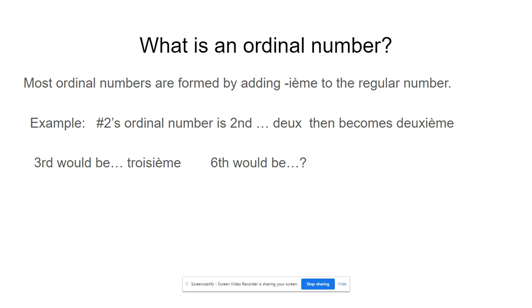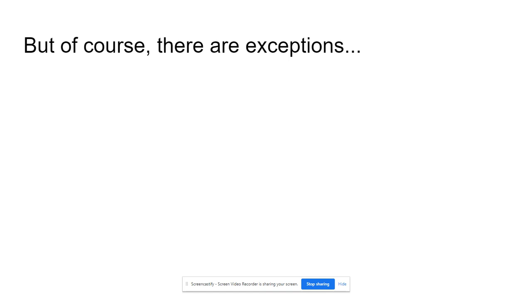All right, so for the most part, that's all you have to do. So third would be troisième, because you would take number trois, number three, and add em, troisième. So what would sixth be? Well, ask yourself, what is number six? Six. Okay, add em, so it becomes sixième, right?